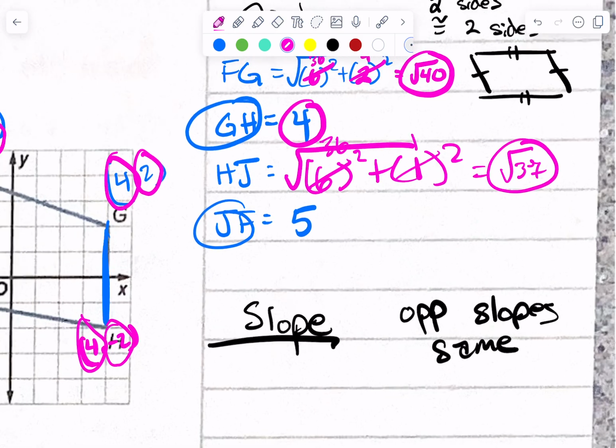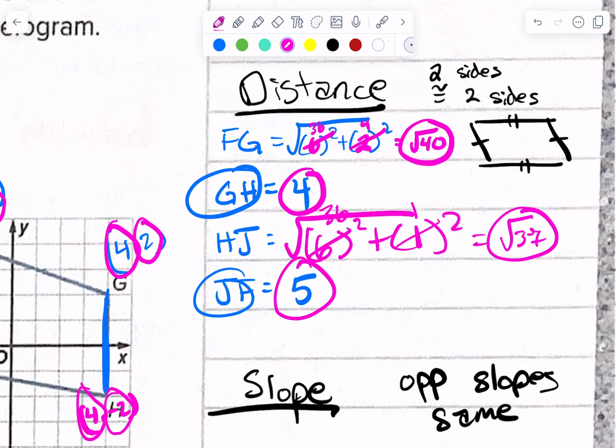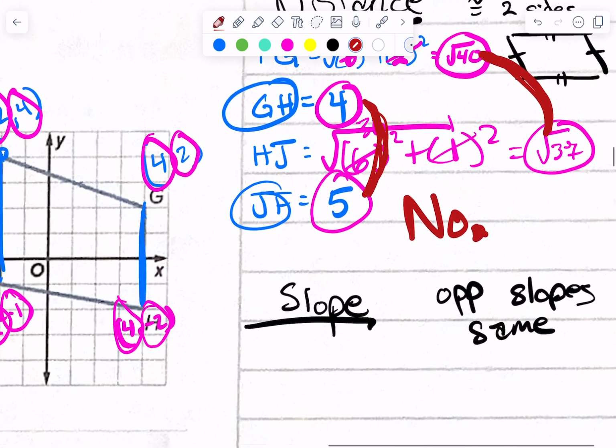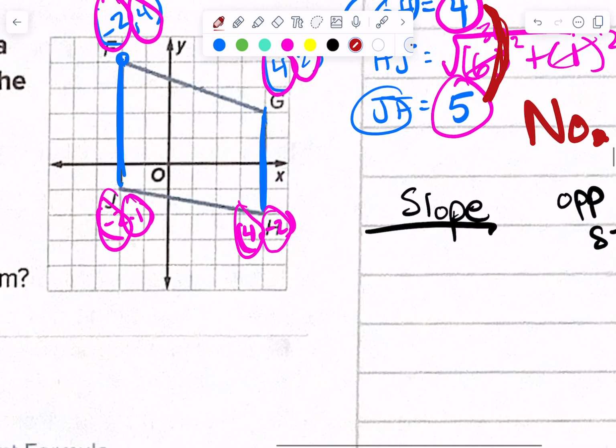Okay, judging from these 4 distances, is this a parallelogram? No. What would have to be true if this was a parallelogram? Equal sides. The opposite ones would have to be the same. These 2 have to be equal, these 2 have to be equal. Not true, so this is a no.